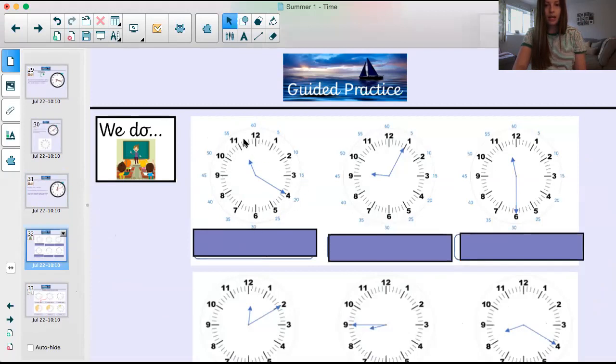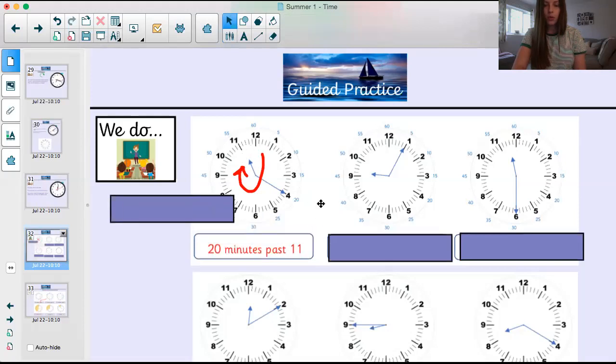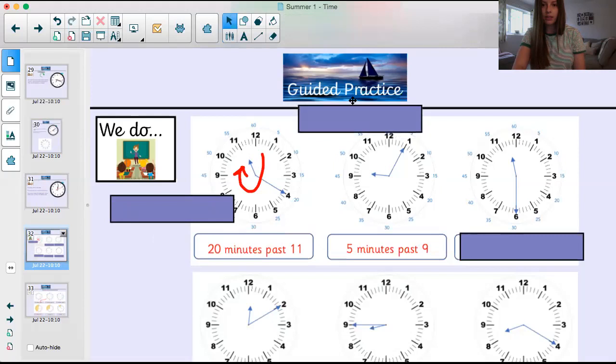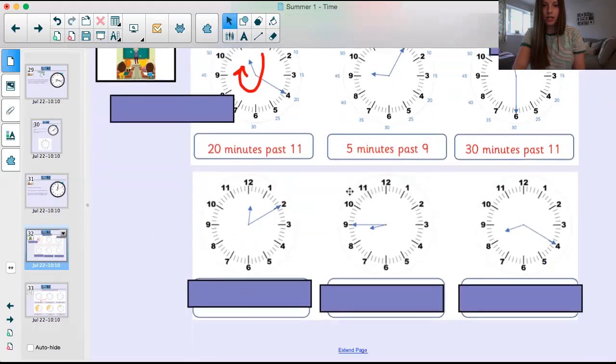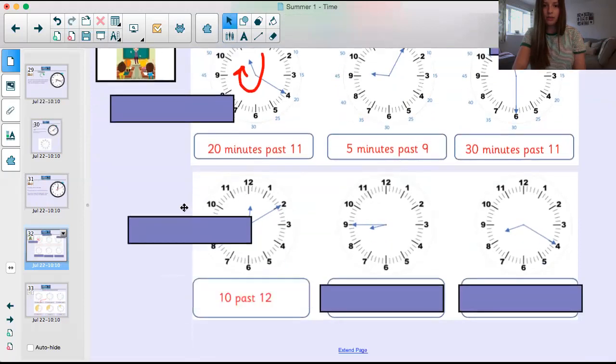Now it's past 11, not 12, because the clock goes this way around. If you need to, you can draw an arrow showing the way the hands go, if that helps you. So it's 20 minutes past 11, or you might say 20 past 11 for short. Over here, 5 minutes past 9. Half past, or 30 minutes past 11. As we go down here, 10 past 12.